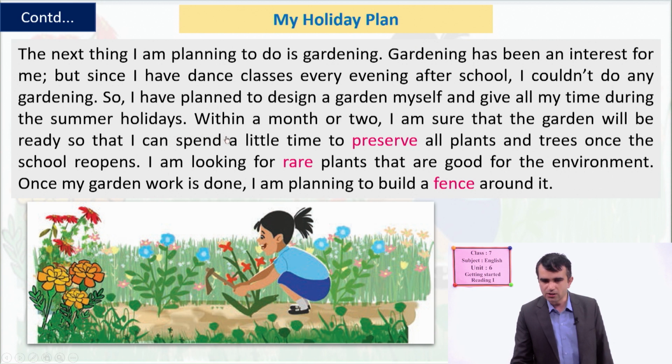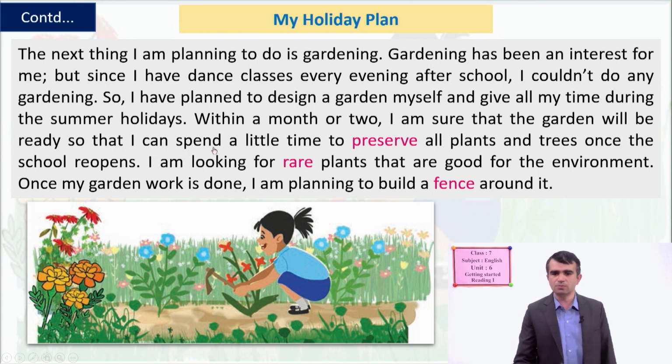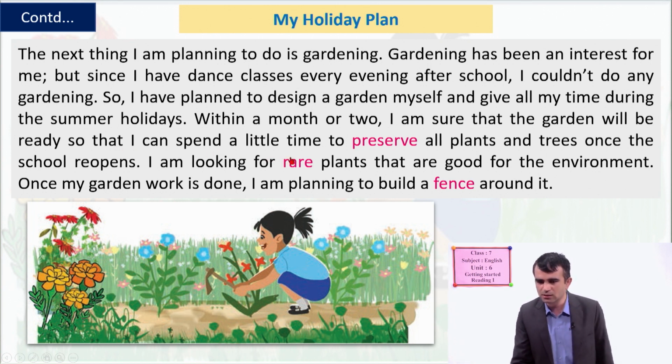So I have planned to design a garden myself and give all my time during the summer holidays. Within a month or two, I am sure that the garden will be ready so that I can spend a little time to preserve all plants and trees once the school reopens. I am looking for rare plants that are good for the environment. Once my garden work is done, I am planning to build a fence around it.